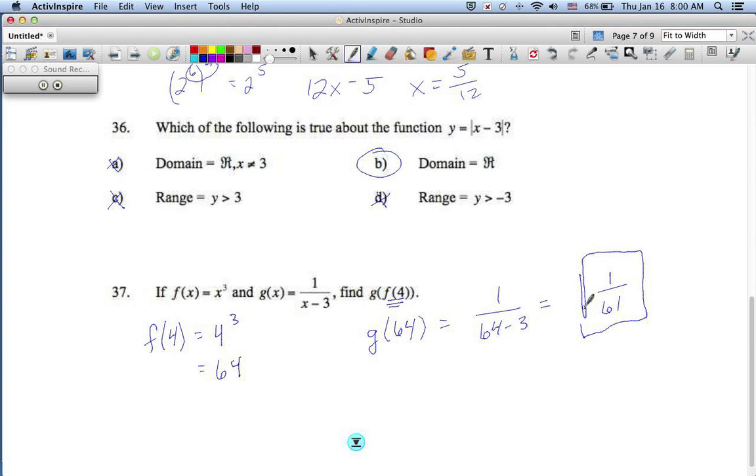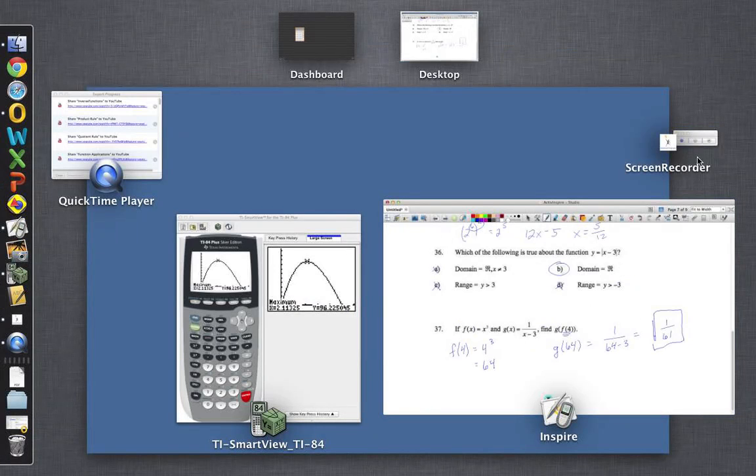And that was a lot quicker than I thought it was going to be. We'll be on to page 8, I guess, in a jiffy.